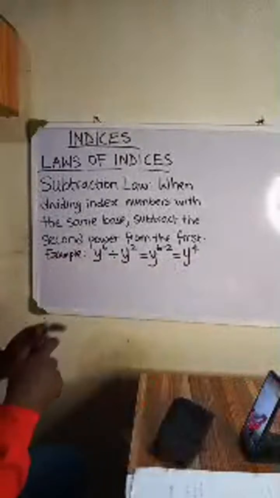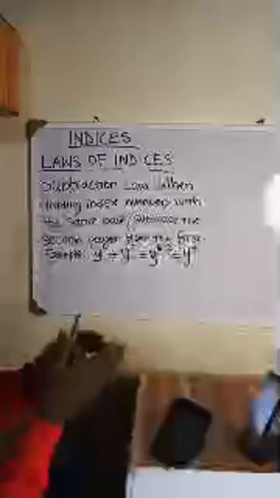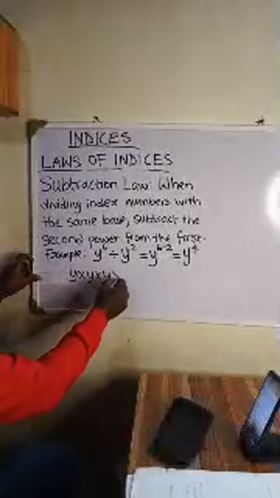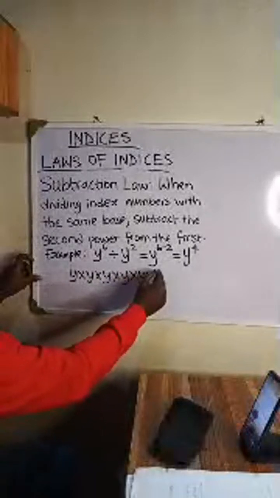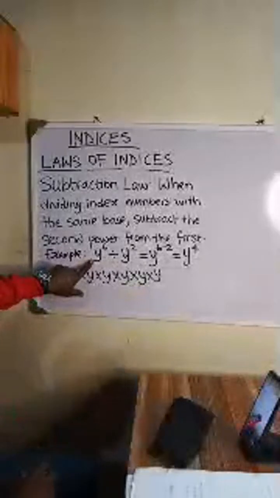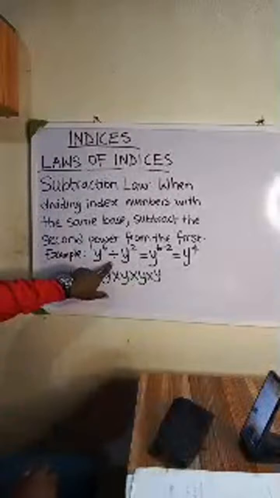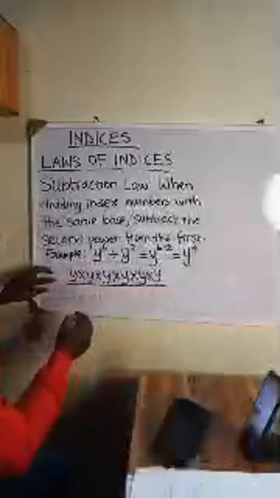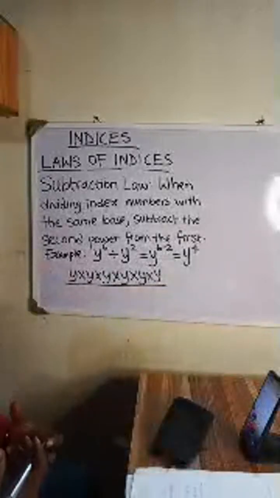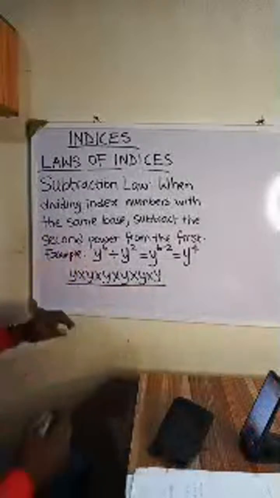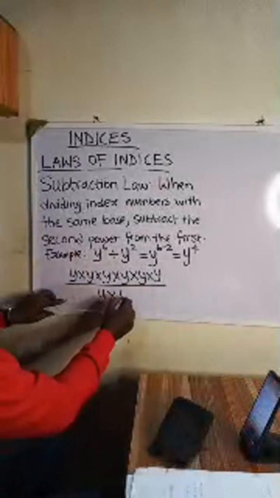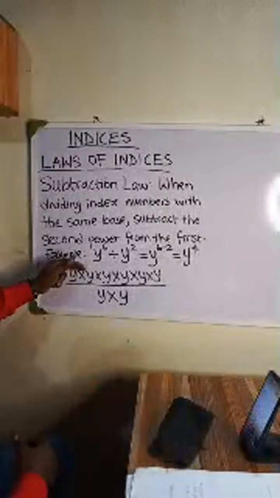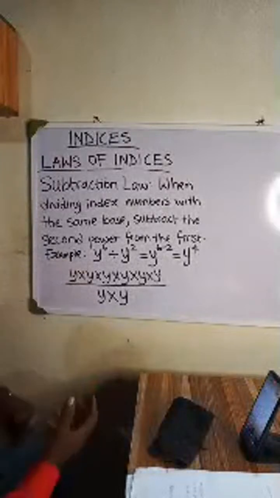From the beginning, we say that y to the power of 6 means y is multiplying itself 6 times. So let's do that: y times y times y times y times y times y. This is the same thing as y to the power of 6, but it is divided by y to the power of 2. Y to the power of 2 means y is multiplying itself 2 times, so we have y times y. Remember we are dividing, and when the same value appears in the numerator and denominator, you can cancel them out.